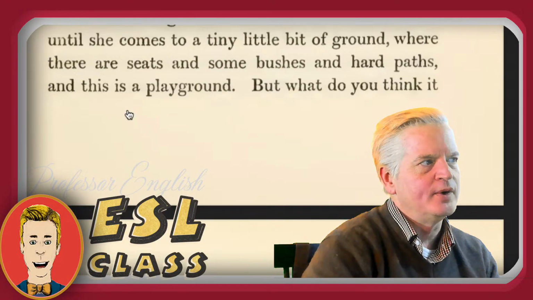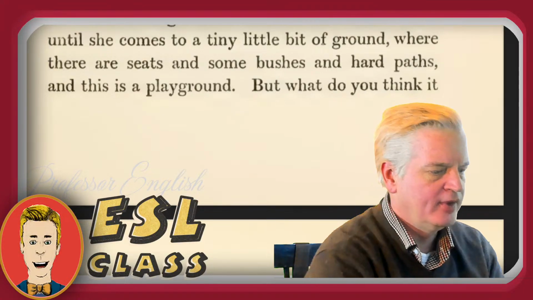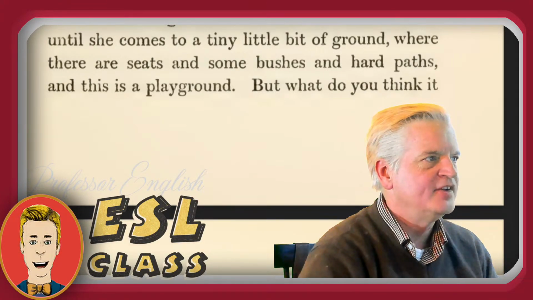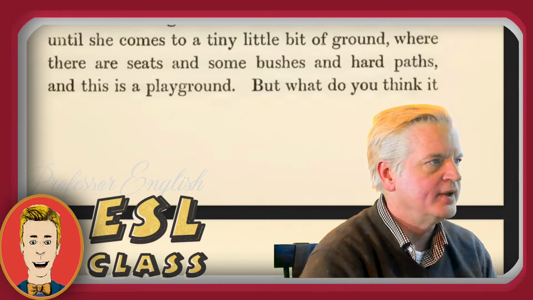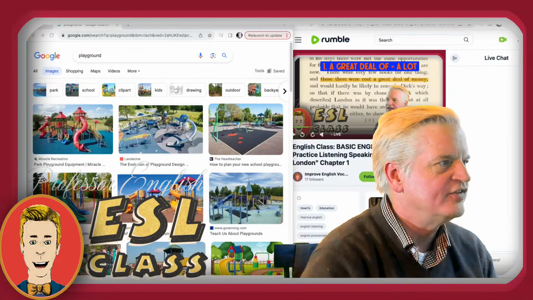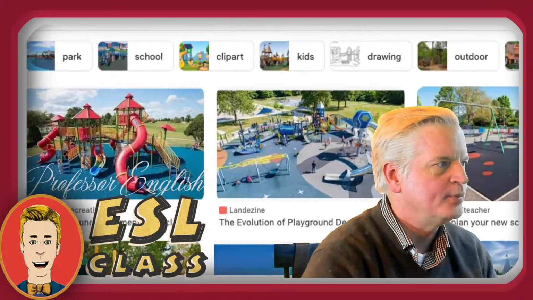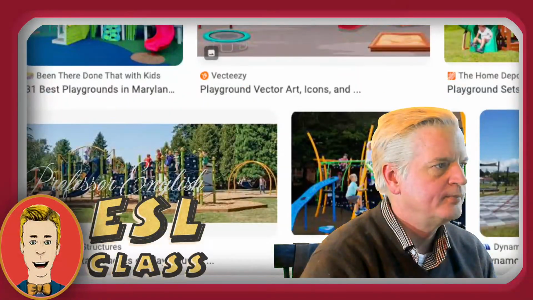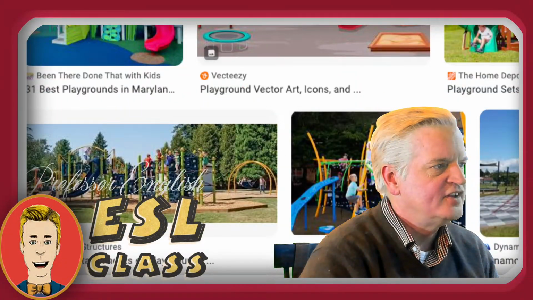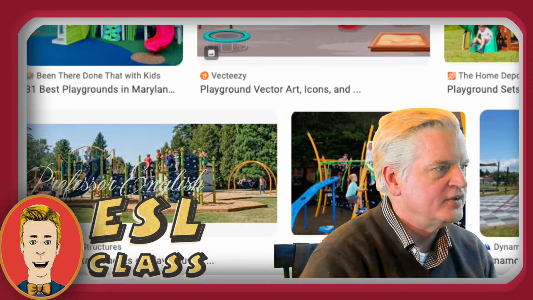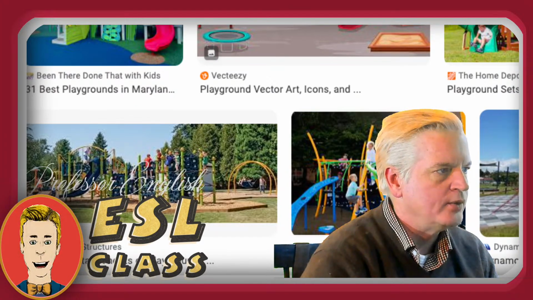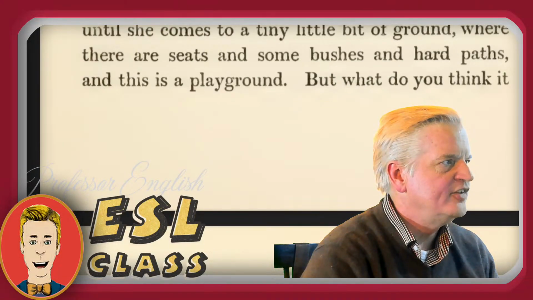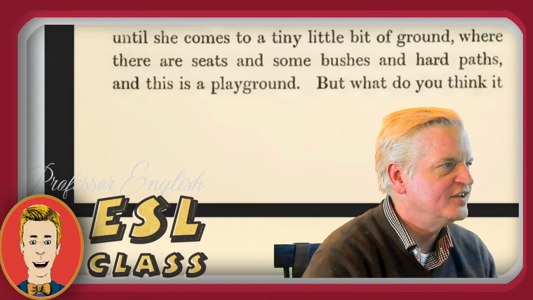Just in case you don't know what a playground is, I think maybe it's worth just showing you. I mean, it's a common enough thing, but probably not something that you find very often in an English book. So that's where children go to play, a playground. So the 7-year-old girl takes her little brothers and sisters to a playground. And she walks down the foul, disgusting street.